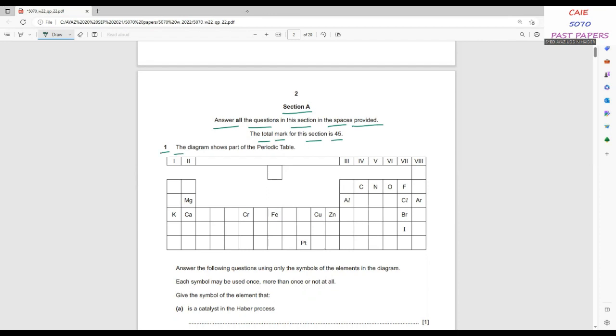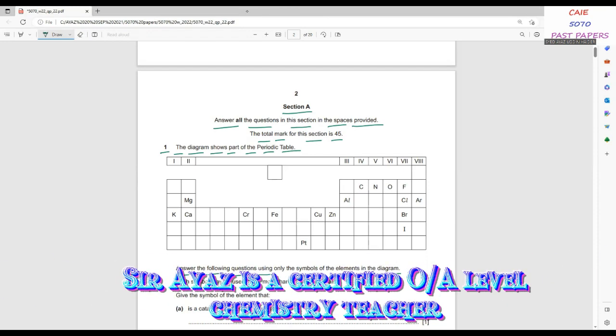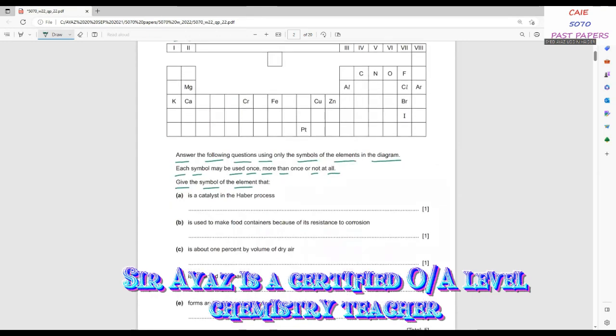Question number 1. The diagram shows part of the periodic table. Answer the following questions using only the symbols of the elements in the diagram. Each symbol may be used once, more than once, or not at all. Give the symbol of the element that is a catalyst in Haber process. You know the catalyst in Haber process, just iron. So you write Fe here.